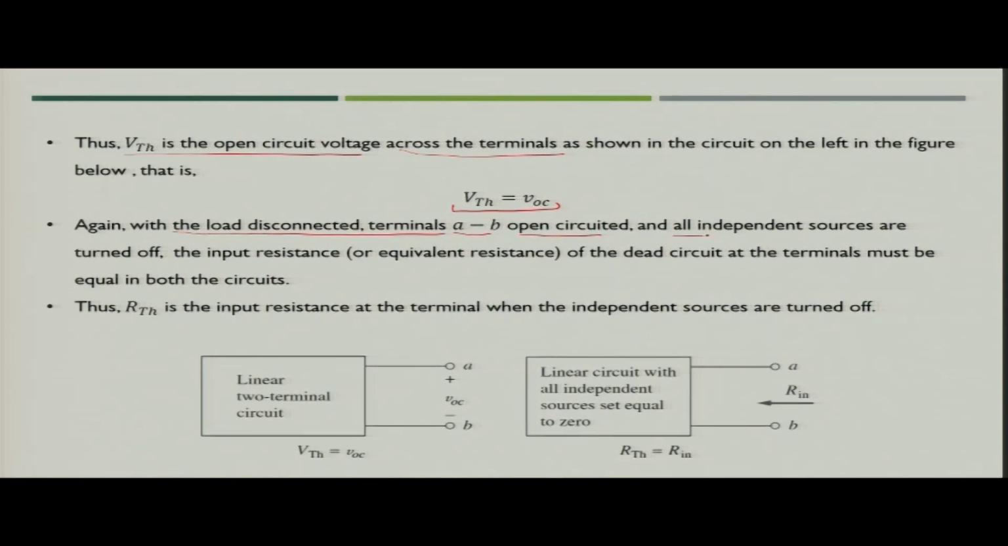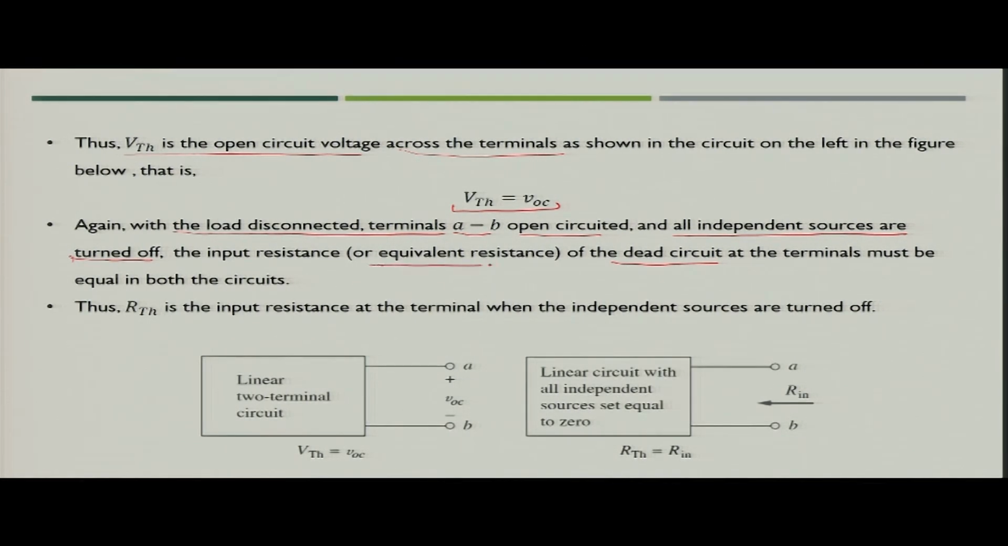Now, again with the load disconnected across the terminal AB, you have open circuited the terminal AB, and all independent sources you need to turn off. Turning off the independent sources means if you have a voltage source inside the circuit, you will replace it with a short circuit, and if you have a current source, you will replace it with an open circuit. So, in that case, this linear two terminal circuit would be nothing but a dead circuit because there is no source available.